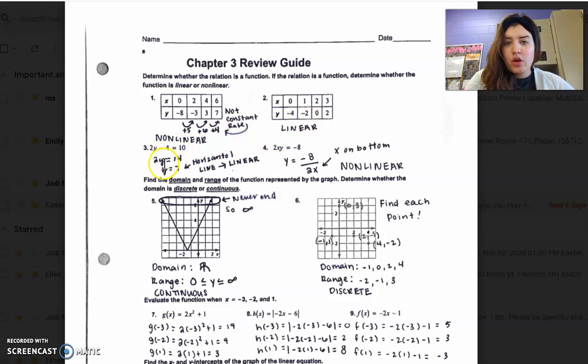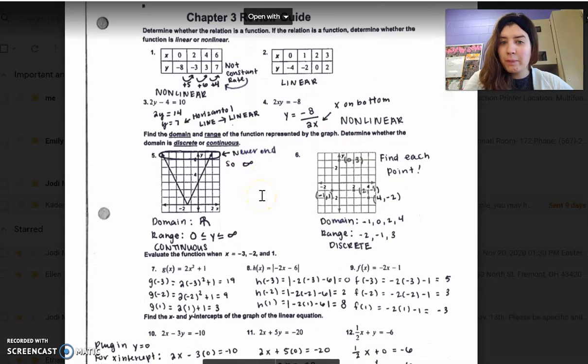Okay, 2 is good. For 3, you have to solve for y. So once we solve for y, we get y equals 7. Okay, this is that horizontal line that we learned about, and this of course is a line, so it's linear. For number 4, when you solve for y, you have to divide by 2x. And when x is on the bottom, it's nonlinear. Whenever x is squared, cubed, to some power, it's nonlinear. Whenever there's a square root in the equation, it's nonlinear. It has to be our usual mx plus b.